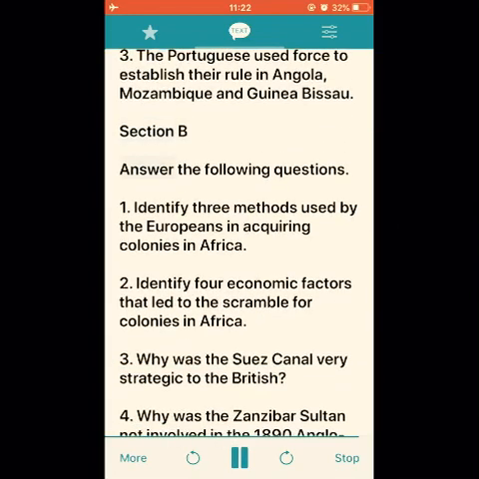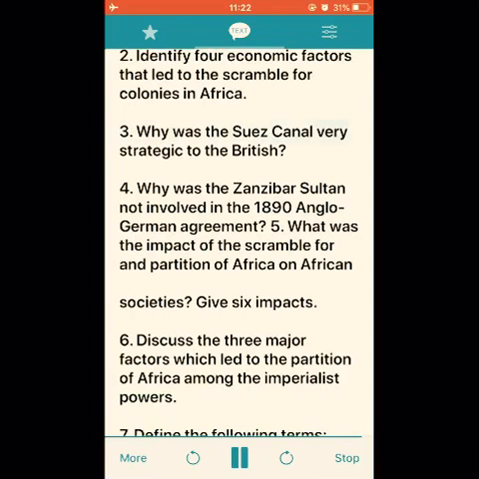Section B. Answer the following questions. 1. Identify 3 methods used by the Europeans in acquiring colonies in Africa. 2. Identify 4 economic factors that led to the scramble for colonies in Africa. 3. Why was the Suez Canal very strategic to the British? 4. Why was the Zanzibar Sultan not involved in the 1890 Anglo-German Agreement?